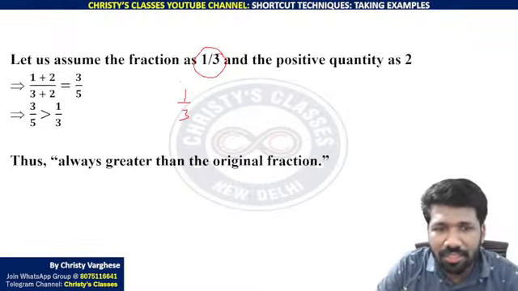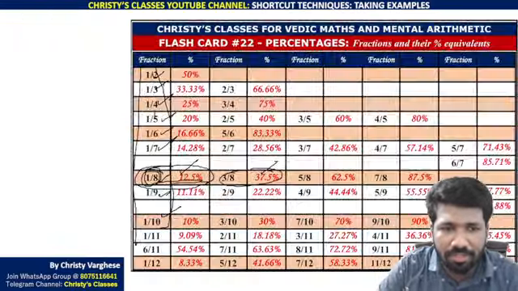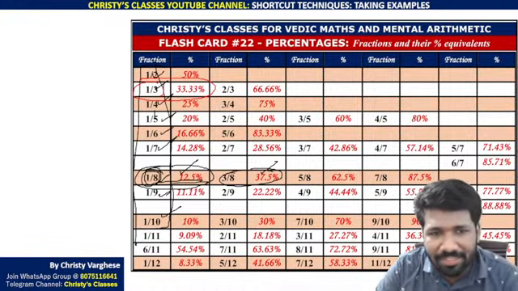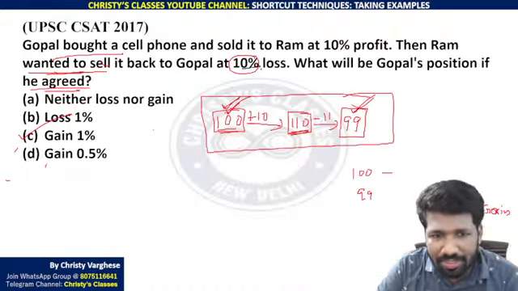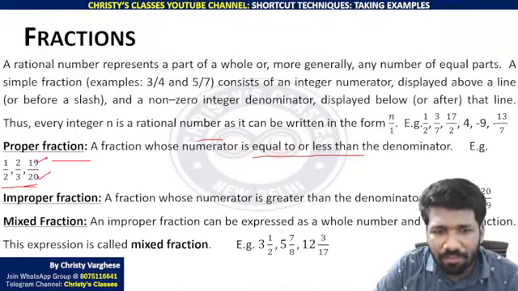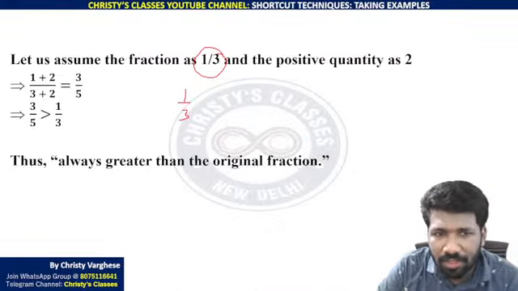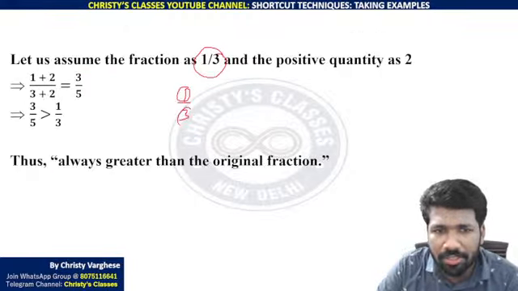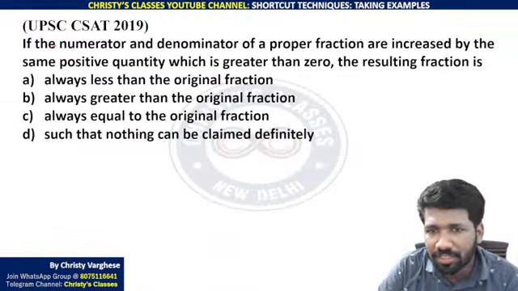1 by 3 is 33.33%. We have discussed already. That is why I told you in different chapters this will be helpful. 1 by 2 to 1 by 10, at least if you know. 1 by 3 is 33.33%. That will give you an idea what we are dealing with. So let the fraction be 1 by 3. That means numerator is 1, denominator is 3. So clearly it is a proper fraction.